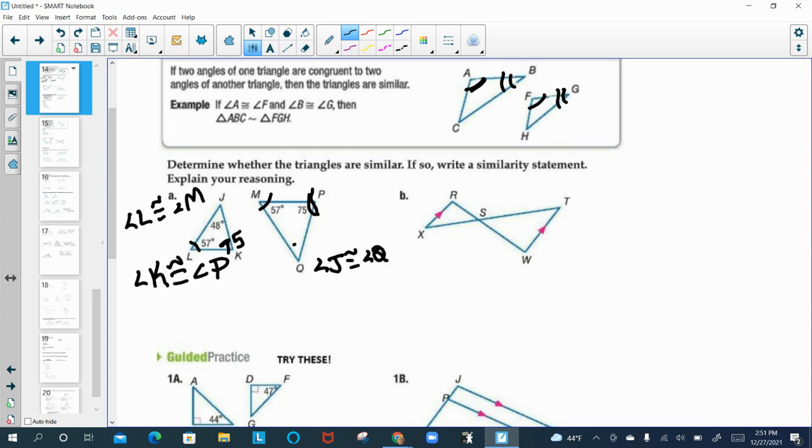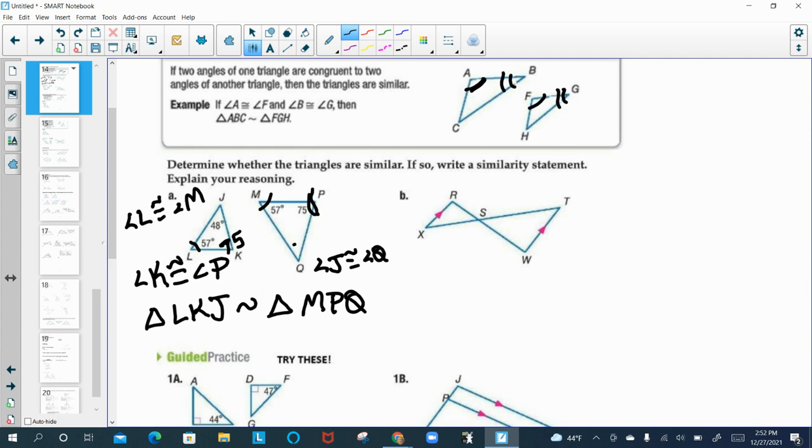And we can write our similarity statement. Triangle LKJ will be the way I'm going to do it. There's other ways to do it. And triangle MPQ. And we're done.